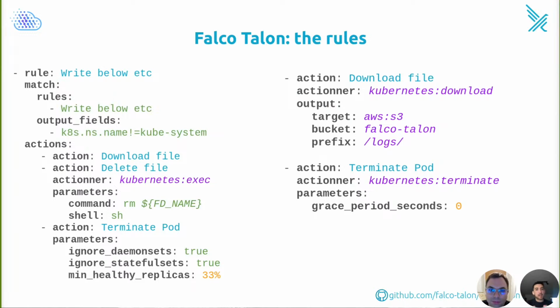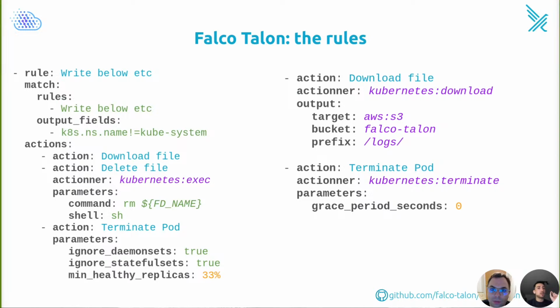So this is an example of a rule from Talon. I tried to replicate as much as possible the user experience we have with the Falco rules. So we have a rule name. This one is a Talon rule, it's not a Falco rule. We have a match section, like in Kyverno policies, for example. So this rule will be triggered only if the event Talon receives concerns the rule write below etc from Falco, and the namespace name is not kube-system. If the event is relevant with these fields, with these filters, we'll do 3 actions.